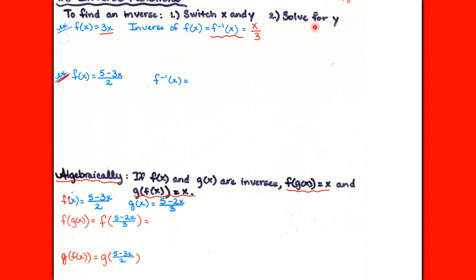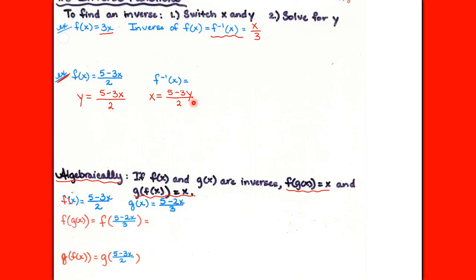So if we take our function, we've got f of x is equal to (5 minus 3x) over 2. I want to switch x and y. I have an x, I don't have a y. Where's y? It's in disguise. f of x and y are the same thing. So if you want to write it that way first before you switch your x and your y, that's fine. So step number 1, we're going to switch x and y. Literally, I'm going to put x where y was, and I'm going to put y where x was. Switch x and y.